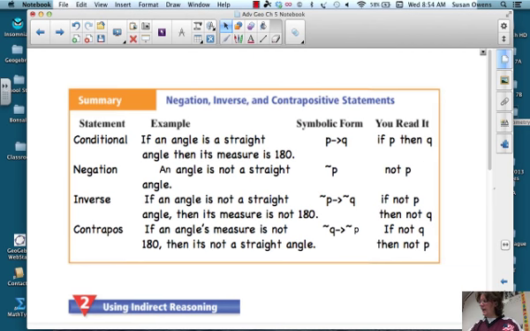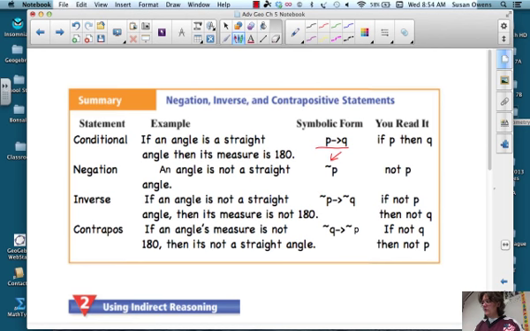So the next thing I have is a table that's from your book, and it kind of consolidates what we have. So we've got a conditional statement, and we have this symbolic form for it. If P, then Q. We learned that before and how we read it. So if an angle is straight, then its angle is 180. To negate it, we can add this little tilde here, and this little tilde means not, so not P. Okay, so an angle is not straight.